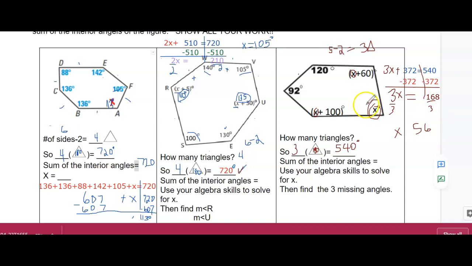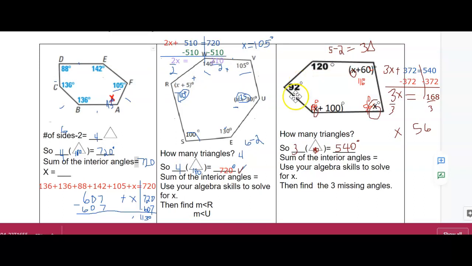So that means that this angle right here is 56 degrees. And then this angle right here is 56 degrees plus 60. So 56 degrees plus 60 is 116 degrees, and 56 plus 100 is 156 degrees. So this one's 156 degrees.